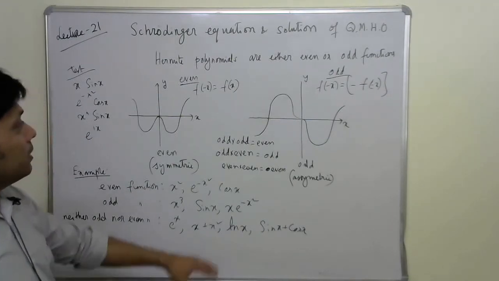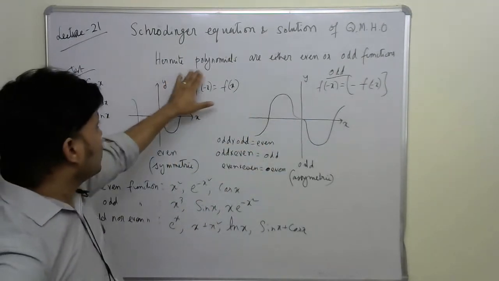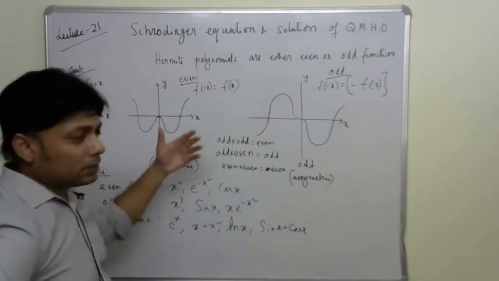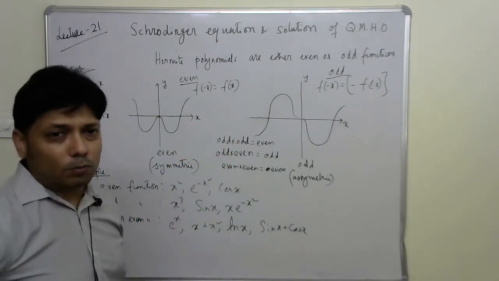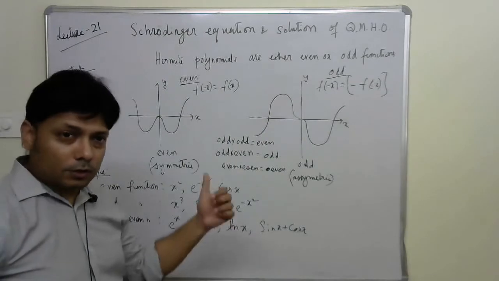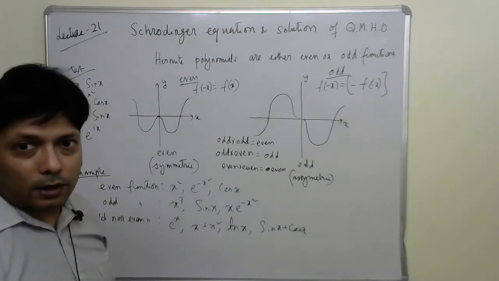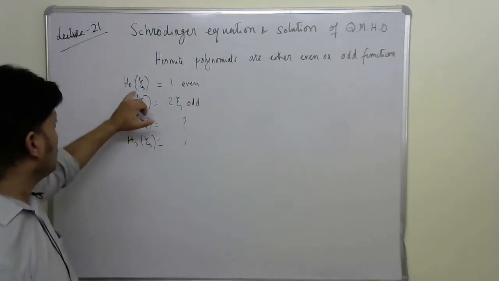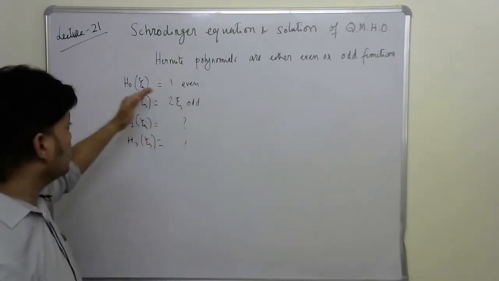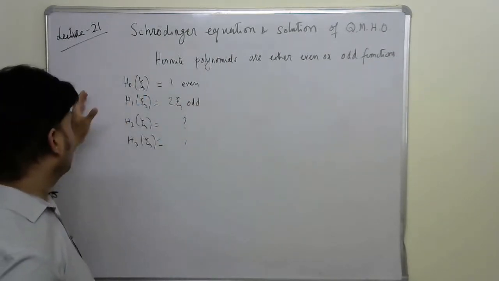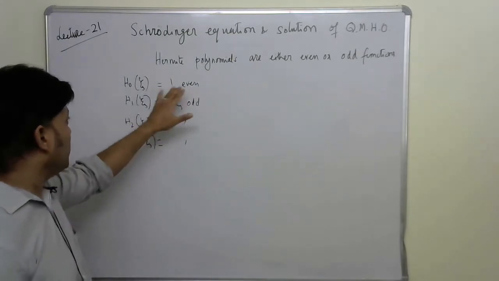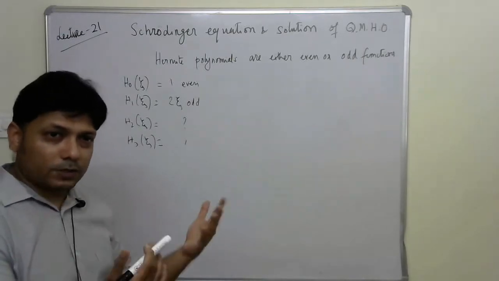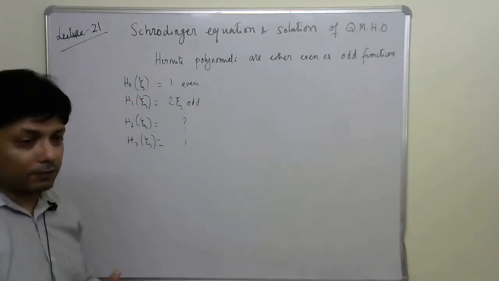So now let's come back to our original point of discussion, that Hermite polynomials are either even or odd. Can we quickly classify the first few Hermite polynomials, whether they are odd or even? Let's quickly erase this board and try it out. H0 of zeta is equal to 1, and so definitely it's an even function, because there is no way the value of zeta changes it, so it is always positive.